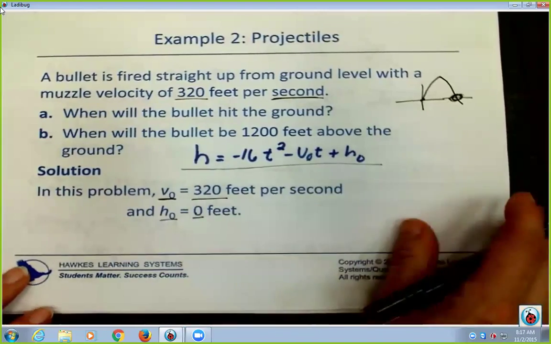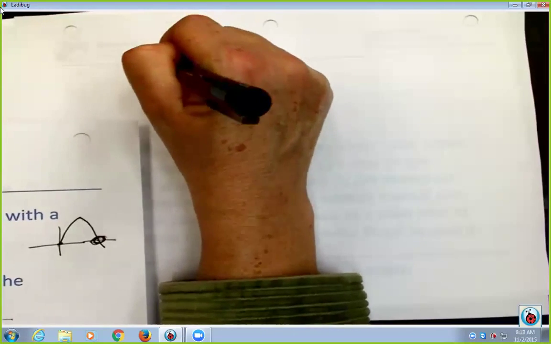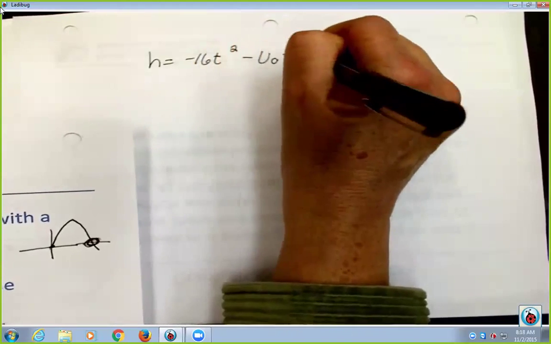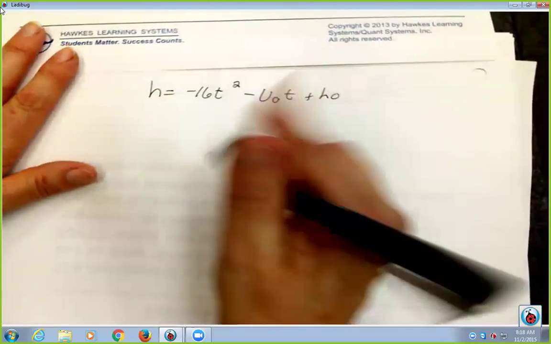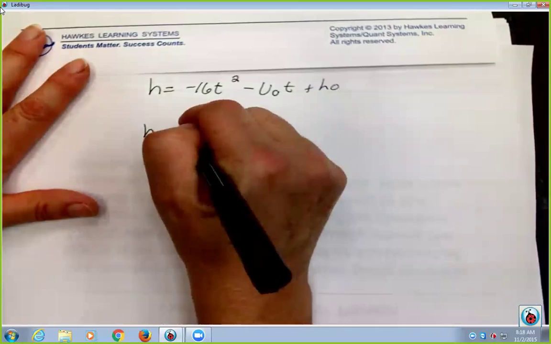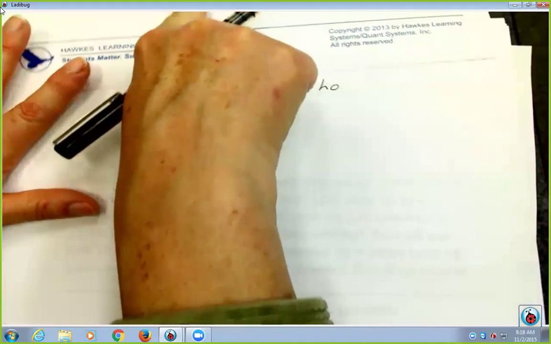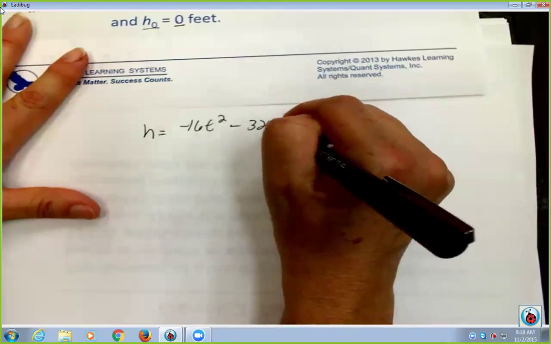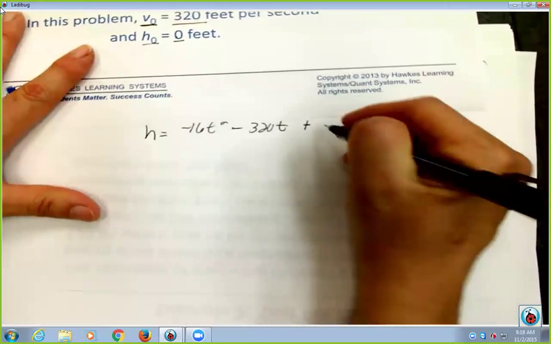So we're going to take that equation. Let me get it over here. h equals negative 16t squared plus v0t plus h0. And we're going to take that equation and plug our numbers in. So I'm going to have h is equal to negative 16t squared. Where the v0 is at, I'm going to put the 320. And where h is at, that is the height that the bullet is off the ground. So that's where the 0 is going to go in at.